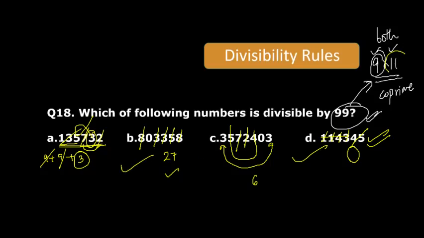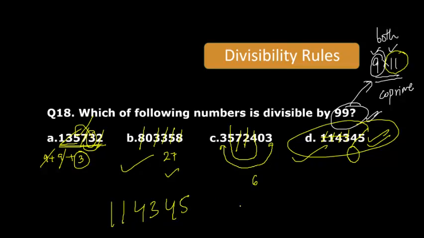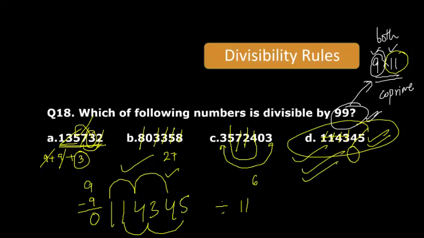Now we have to check which one is divisible by 11. Let's try the last number, 114345. What was the rule of 11? Just add all the alternate digits. Here you are getting 9 and here also you are getting 9. Difference is 0. So yes, it is divisible by 9 and 11 both. It means the second one is incorrect. I hope it is clear.